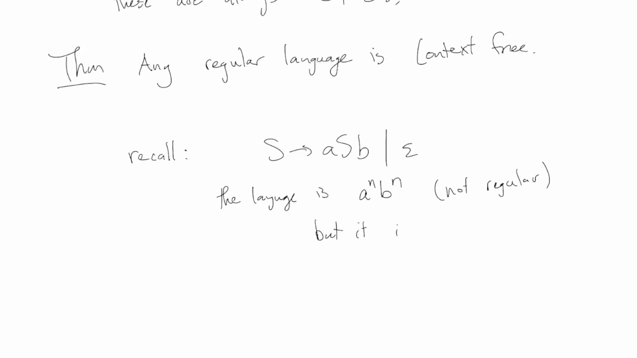But it is a context-free language, all right? Because it comes from that grammar, and that grammar is a context-free grammar. So it means the theorem that I wrote up there, you cannot say the same thing the other way around. Any regular language is context-free, but not every context-free language is regular. So not all context-free languages are regular. Right? Not all context-free languages are regular.